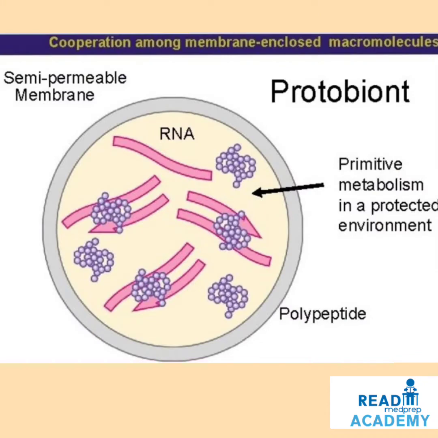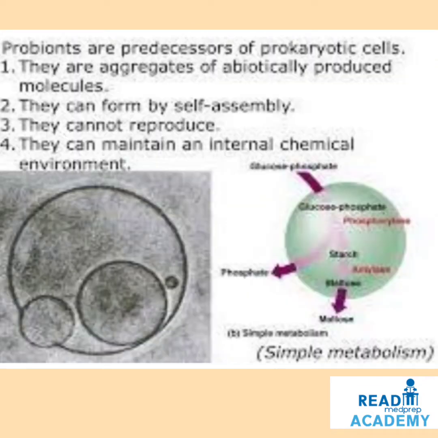Here you can see a protobiont which has macromolecules inside, surrounded by a semi-permeable membrane made up of polypeptide. Sometimes they acquire nucleic acids like RNA and DNA. They undergo primitive metabolism in a protected environment. Protobionts are predecessors of prokaryotic cells.